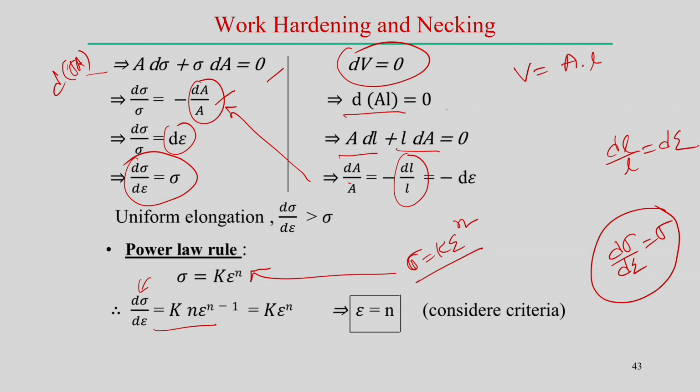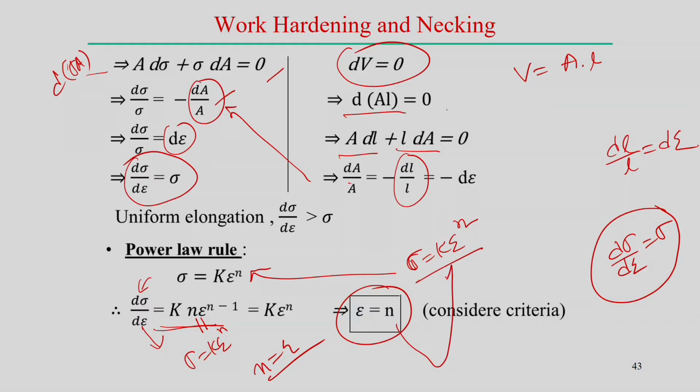But the condition is d sigma by d epsilon equal to sigma, and sigma equal to k epsilon to the power n. So, therefore, k epsilon to the power n equal to this. From here we can find out that n equal to epsilon. This is called the Considère criterion, and that criterion establishes the necking condition.